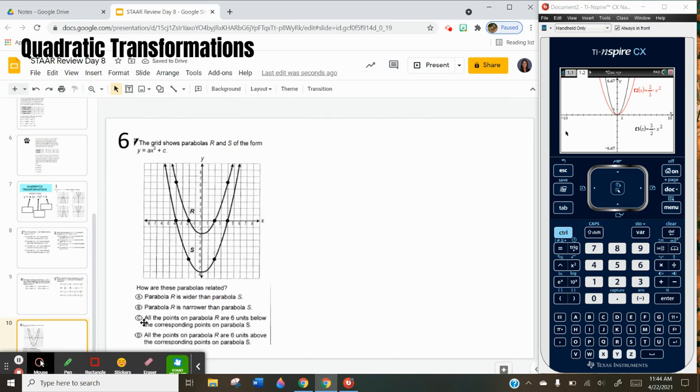Problem number 6. The grid shows parabolas R and S in this form. It says how are these parabolas related? Is parabola R wider than S? If you look from R, here this is 4 units apart, and here this is also 4 units apart. So it's not actually wider, it's the same width. It's not narrower either. The next one says that R is 6 units below. If you look at R, it is not 6 units below the S. It's actually above the S. So no. And D says all points of parabola R are 6 above the S, which is true.